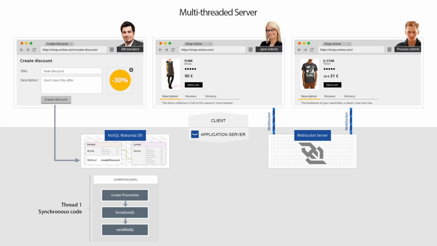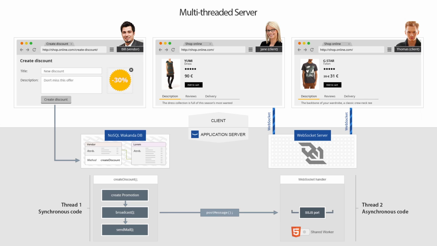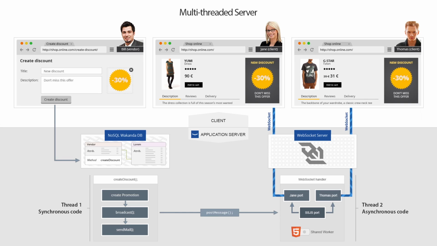To push data to the clients, the broadcast module only has to use the post-message API to communicate with a WebSocket handler thread, which is a standard HTML5 shared worker running on the server. We then use the asynchronous APIs to forward the data from the SSJS thread port to the WebSocket handler ports to ask the WebSocket server to push it to these clients.